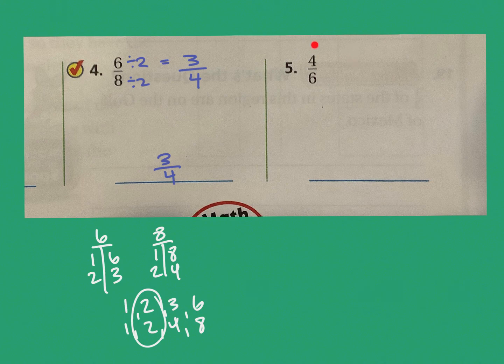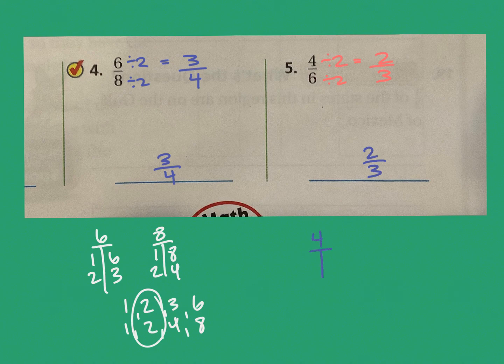Let's take a look at 4 and 6. I notice these are both even numbers. Any number that ends in 0, 2, 4, 6, or 8 is an even number. And I notice both of those are even. So I'm going to divide by 2 to both of those. 4 divided by 2 is 2. 6 divided by 2 is 3. And again, 2 is only one number away from 3. The next counting number after 2 is 3. So I am at my lowest, simplest form.